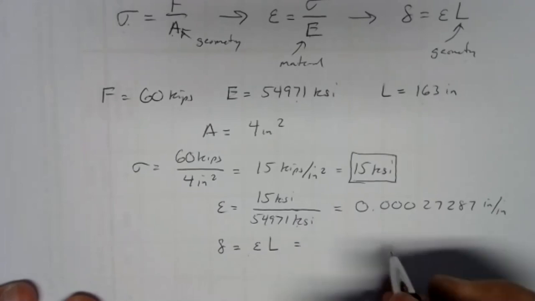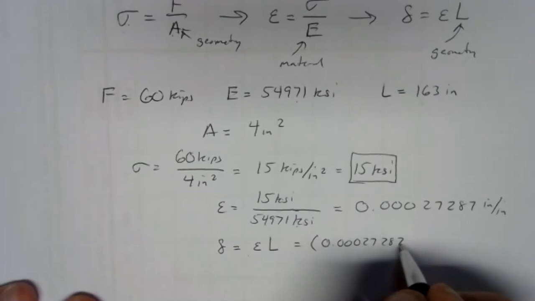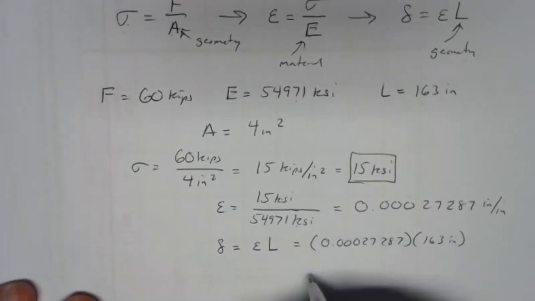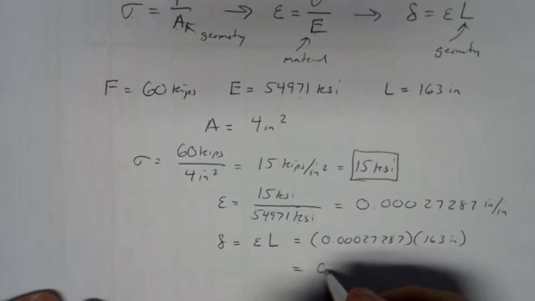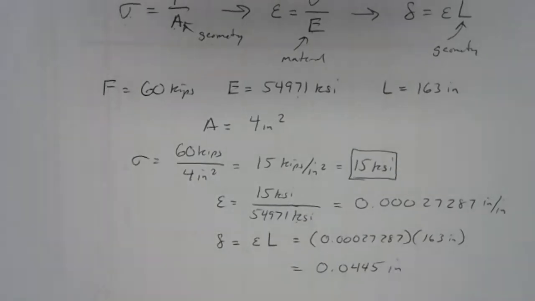So we multiply the strain times the length. So we would have 0.0002728 times 163 inches. And that'll give us our elongation. So it looks like about 44 thousandths of an inch, 0.0445, if we round it off to 3 sig figs there, inches. So a little more than 44 thousandths of an inch. Not too bad over 163 inches.